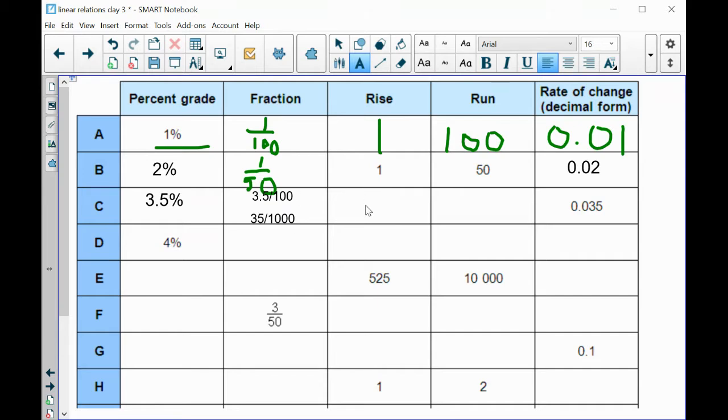Well, once we have our fraction, we have our rise and our run. I'm hoping that you see this is pretty easy, because what I'm going to do is I'm going to give you the rest of this chart to do as a worksheet for today.